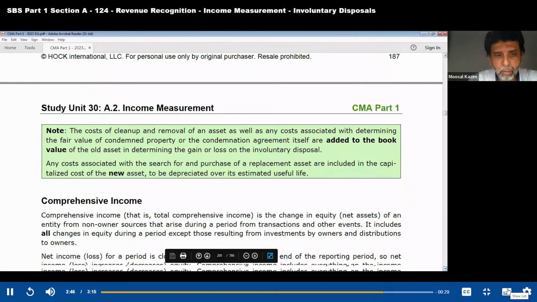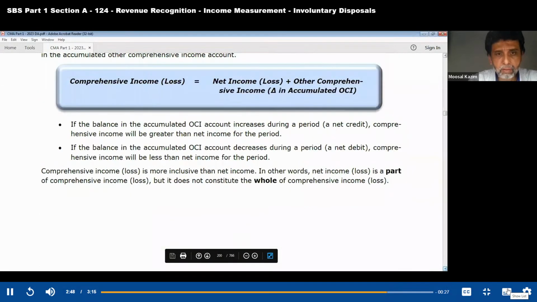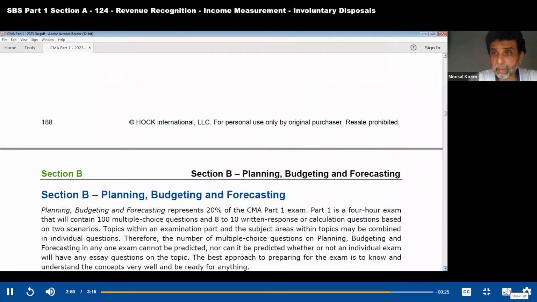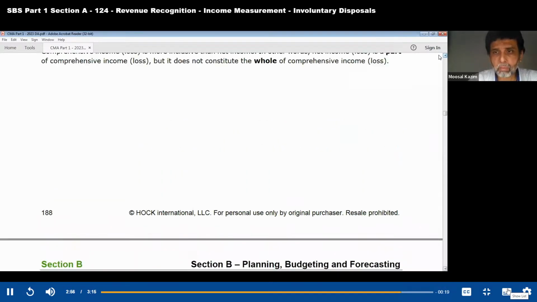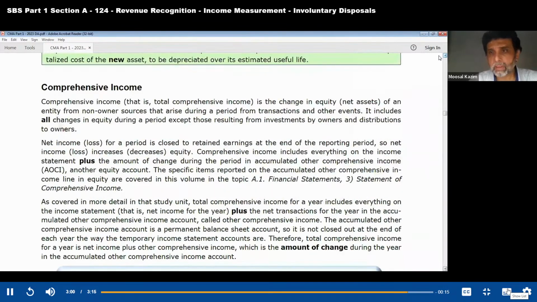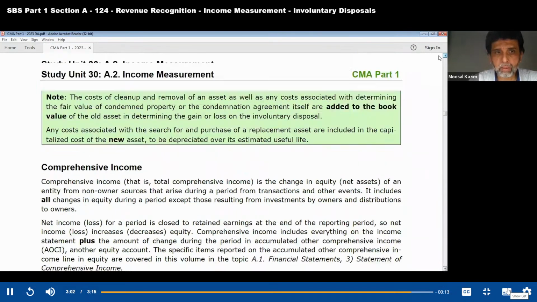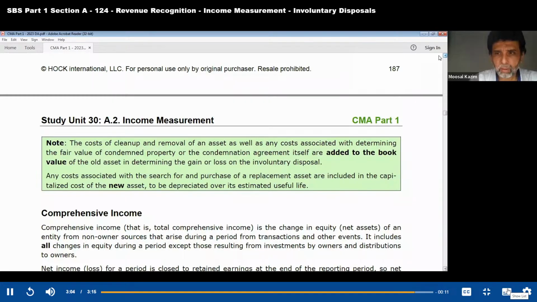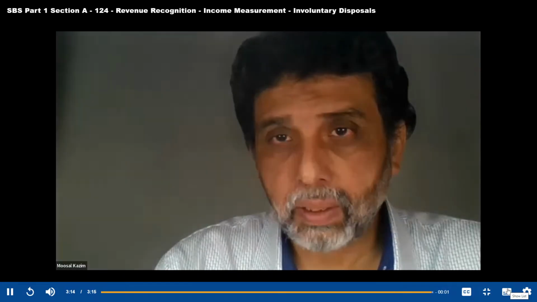And with that, we have finished section A and we'll be going to section B, but I have not yet done integrated reporting, which I will do in the next session before we go on to section B. So revenue recognition is over, but before we move on to any other topic, we'll do some multiple choice questions on income measurement and see how you perform. That would be done in the next video.